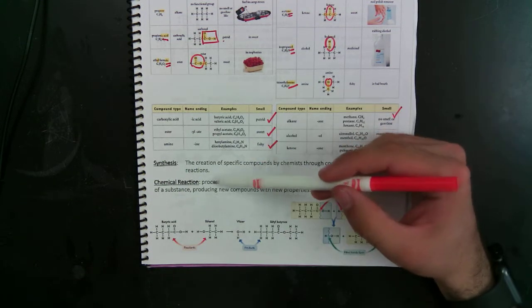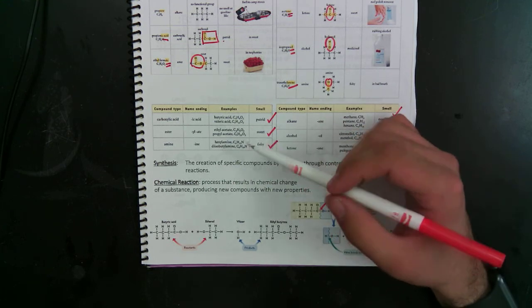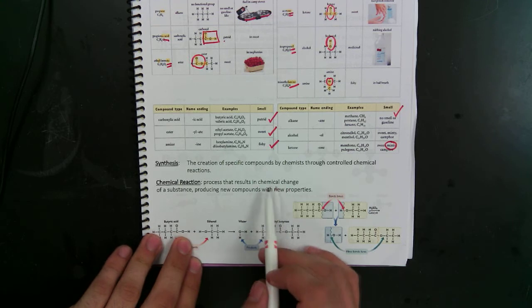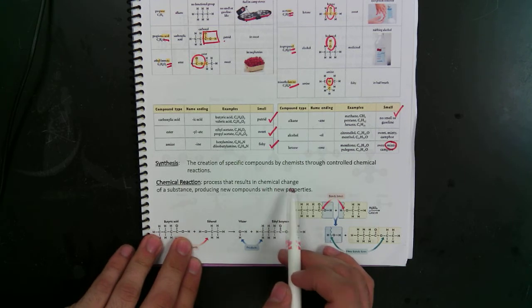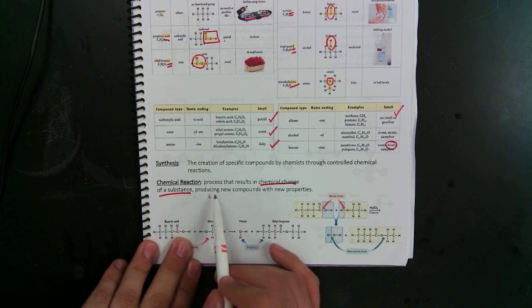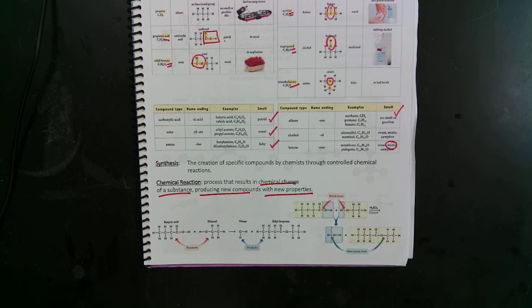That was our first introduction to what a chemical reaction is, which is a process that results in chemical change of a substance, producing new compounds with new properties. That's really important because this was the foundation for a lot of other things we looked at throughout the year. It results in a chemical change, which means we're changing what the substance is, producing new substances, and if they're new substances, they contain new properties.